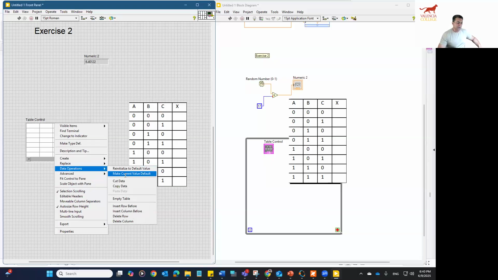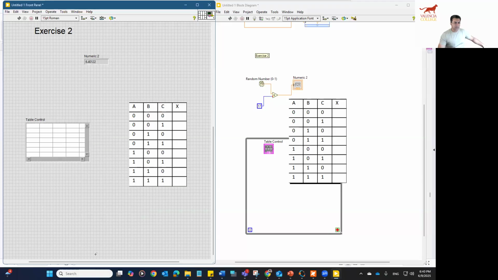Because anytime you are filling out a table or producing a matrix or a graph, if you don't define those values and save them by making the current values default, then every time you run the program again, the data is going to be erased. So anytime you want to keep the data in a table or array, which we're going to discuss next week, you have to make the current values default. So once you fill this table out, make the current value default.